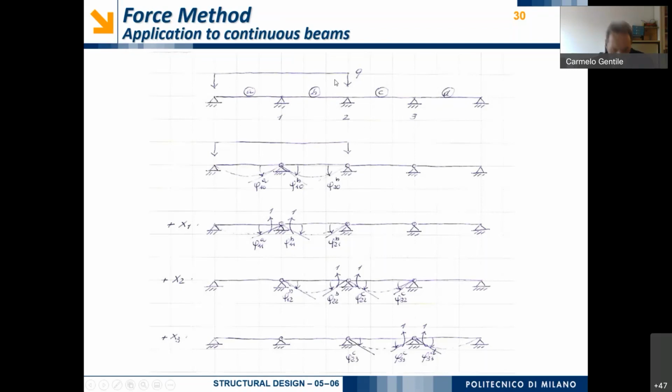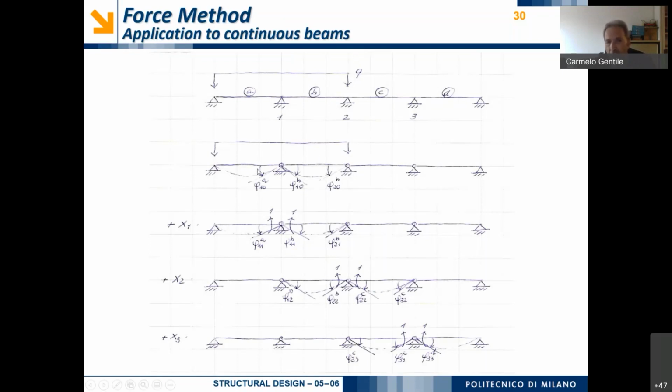Afterwards, we have to make the application of the superposition principle. And first of all, we apply the external load. The external load in this case is, for example, a uniformly distributed load that is bearing the 2 beams A and B.